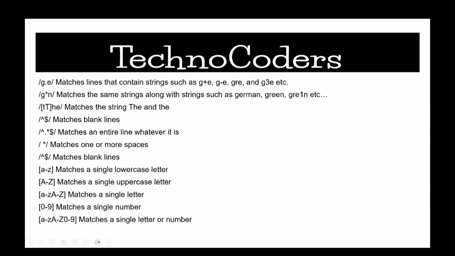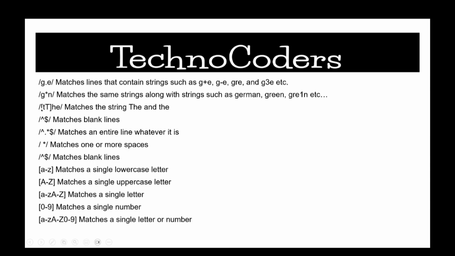So for example, if I run my sed command and between the forward slashes I give the pattern G.E, what does that mean? Dot means a single character, so either G plus E, G minus E, GRE, G1E or G3E. Only one character will match. If I give star, it can be anything, like G and N ending with E, R, M, A. It can be any characters in between G and N. So star means multiple characters.